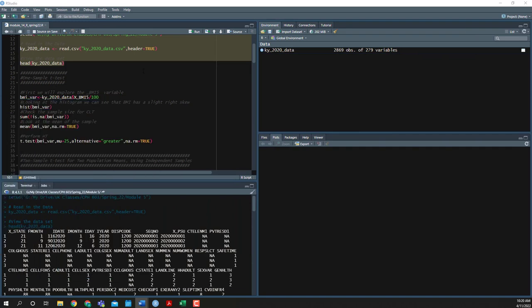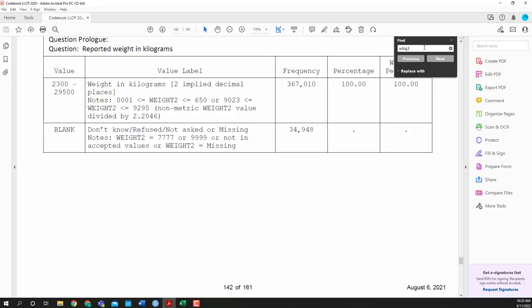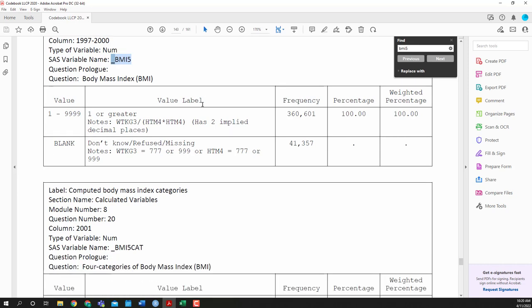Alright, so first to run the code, we're going to need to explore that BMI variable. So let's first look at the BMI variable in the code book. Alright, so here is our variable. Notice this is one of the variables that starts with an underscore, so to call it in R, I'm going to have to put an X in front of it. Also notice that we have two implied decimal places. So in other words, if we have a BMI of 2500, that's really a BMI of 25.